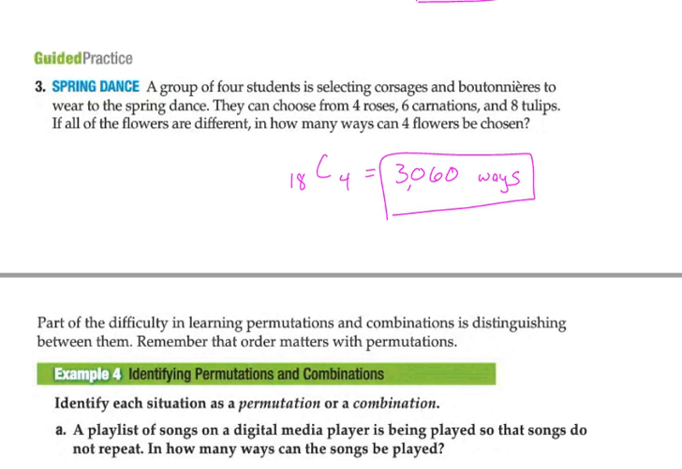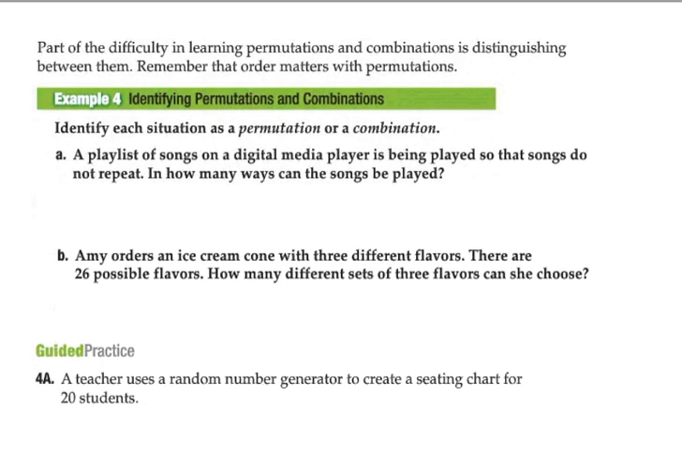Okay, so again, I keep saying that choosing word, that arrangement word, to understand the difference between combinations and permutations, because when we have problems written together, we have to figure out which formula we're going to use. Part of the difficulty in learning permutations and combinations is distinguishing between them. Remember that order matters with permutations. We're supposed to identify each situation as a permutation or a combination, so that's the only thing we're going to write down as our answer.